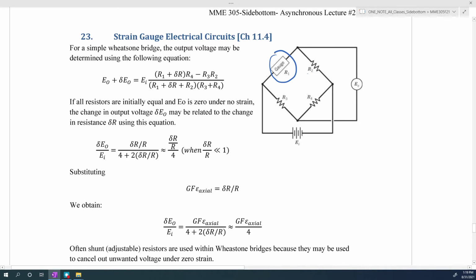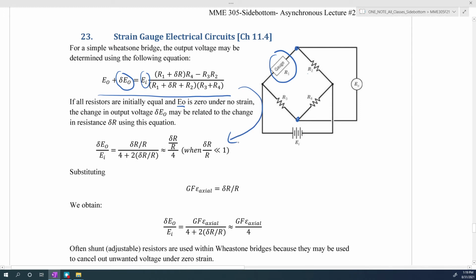All right, we can say that the change in the output voltage is proportional to the input voltage and the resistances within our Wheatstone bridge. If we simplify this equation a little bit, saying that all the resistances are initially the same and that there was no voltage across our circuit initially, this relationship simplifies down to this equation here.